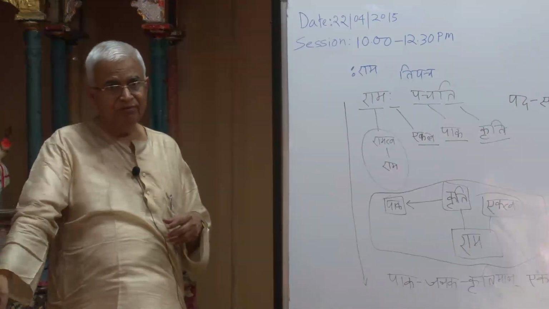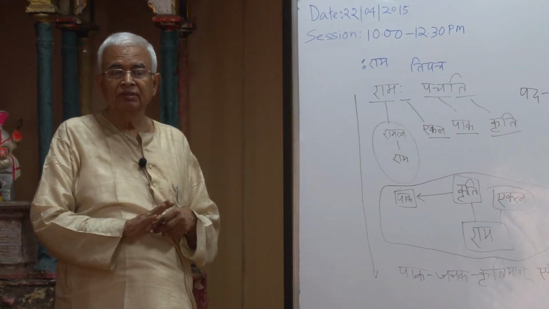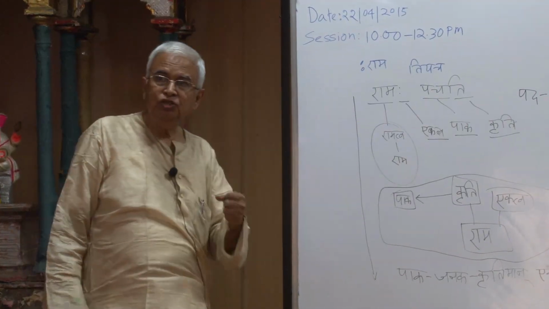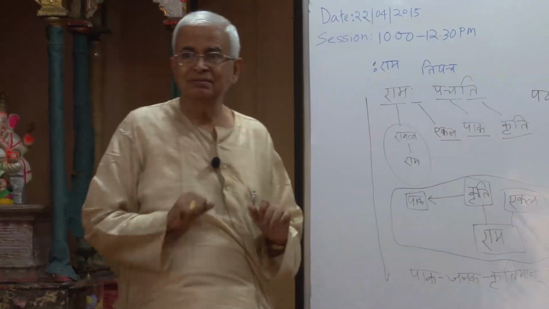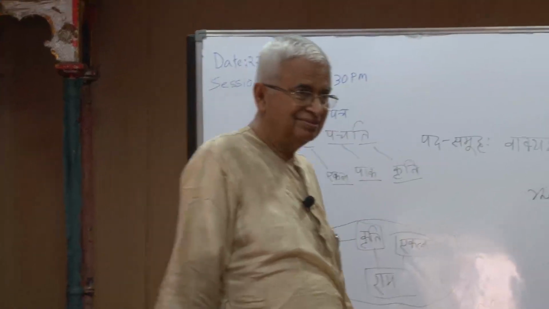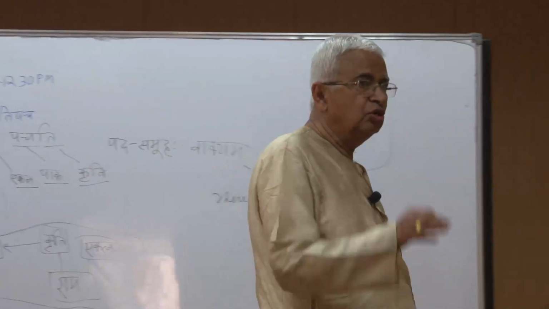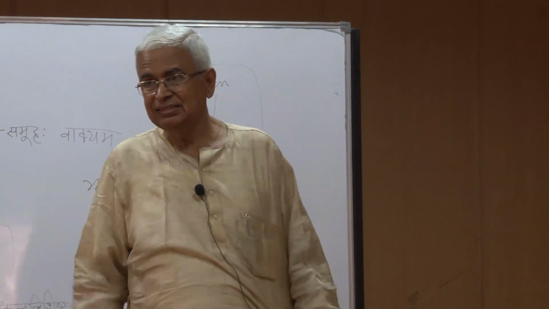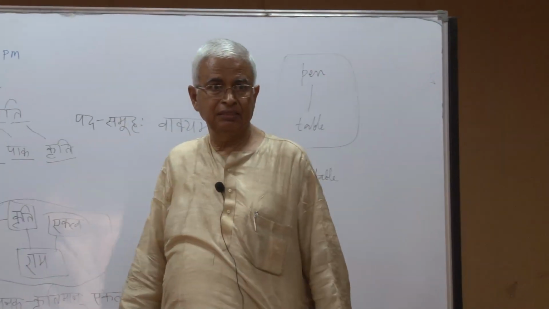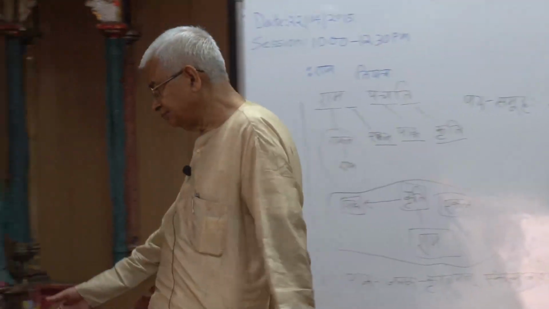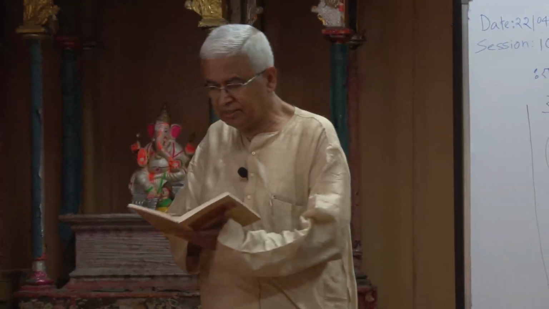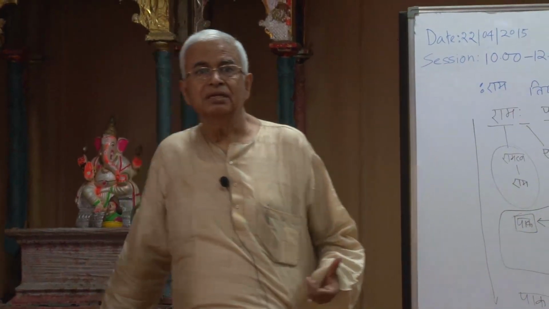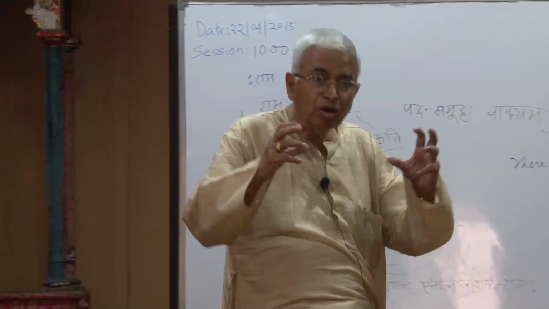All examples have been given, you will understand right now. So, the second condition is this: the meaning should be fit to be related. This is called yogyata, compatibility. And the third factor which is required is sannidhi. Sannidhi is proximity.